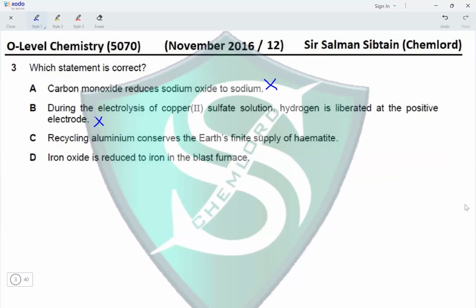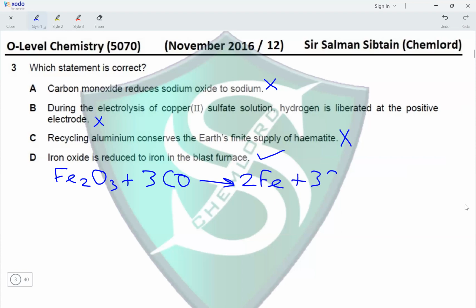Recycling aluminum conserves the Earth's finite supply of hematite. Hematite is an ore of iron, not of aluminum. Bauxite is the ore of aluminum, Al2O3. Iron oxide is reduced to iron in the blast furnace. Yes, the reaction is Fe2O3 reacting with 3 moles of carbon monoxide, producing 2 moles of iron and 3 moles of CO2. Therefore, option D is the correct option for this question.